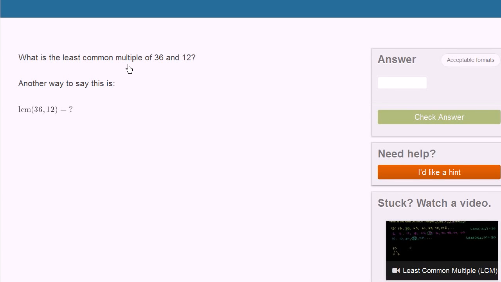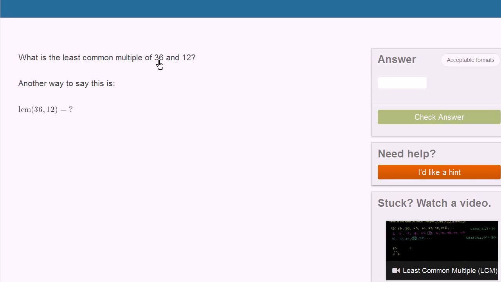What is the least common multiple of 36 and 12? Another way to say this is LCM(36, 12). This is literally saying, what's the least common multiple of 36 and 12? Well, this one might pop out at you because 36 itself is a multiple of 12.